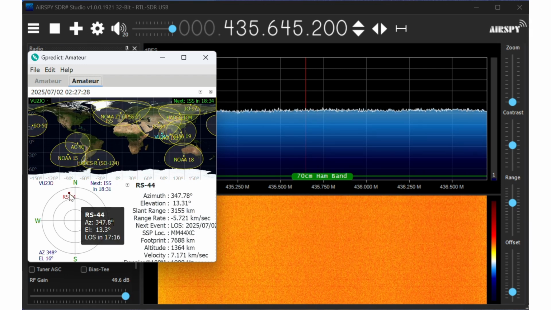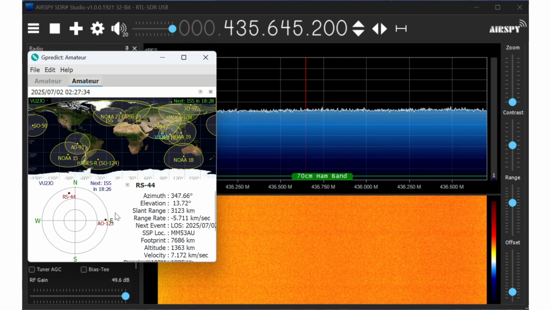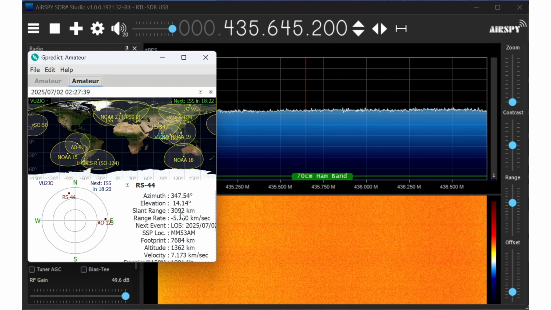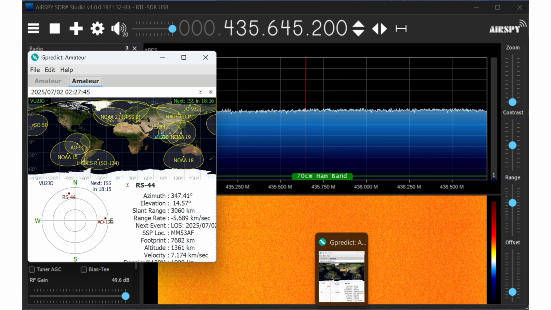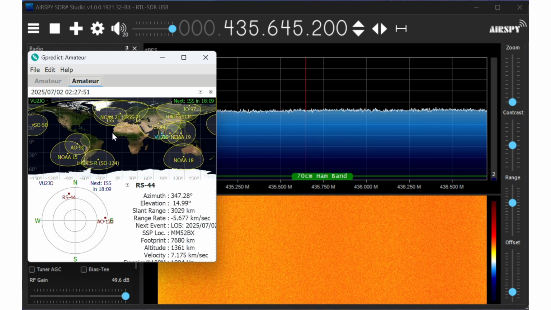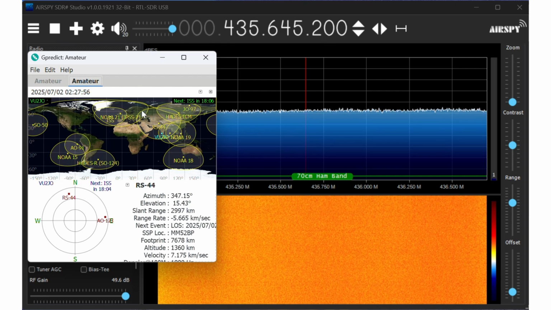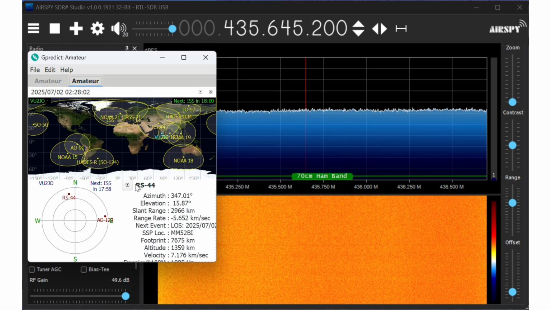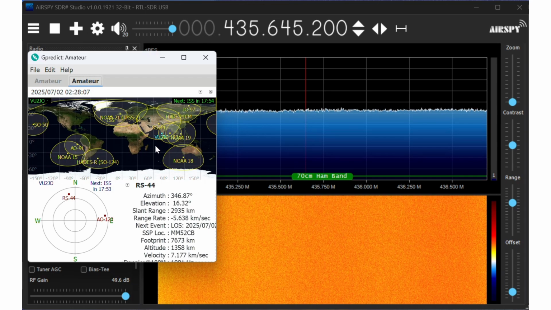And what I found is that for high elevation passes, for the initial few minutes I will not be hearing anything, and moreover RS-44 has a very long pass, about 20 minutes. Usually our FM satellites like the International Space Station have a pass of only about 10 minutes, but being at a higher altitude and with a larger footprint, it has a much longer time during which you can hear it or see it on the waterfall.